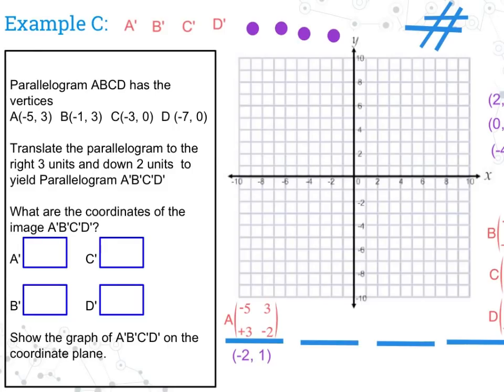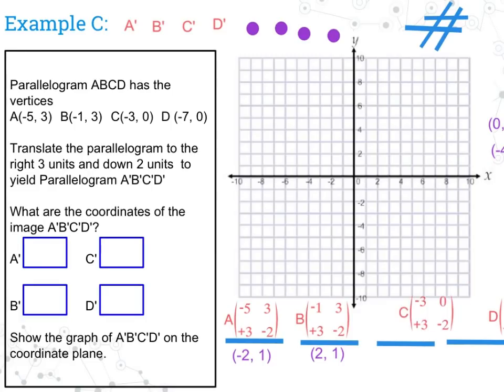So let's take a look at coordinate B. Coordinate B is at -1, 3. Again, I'm going to perform the same translation. I'm going to add 3 and subtract 2. So when I do that, -1 plus 3 is going to give me +2, and 3 minus 2 is going to give me 1. So I've got 2, 1.